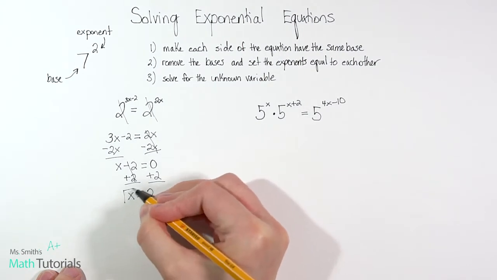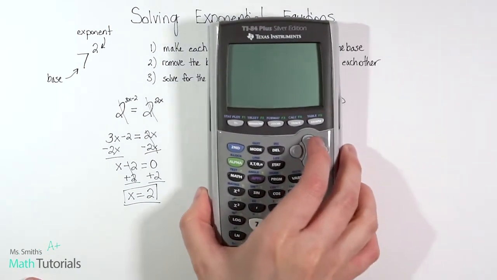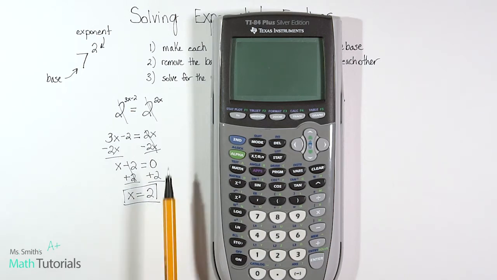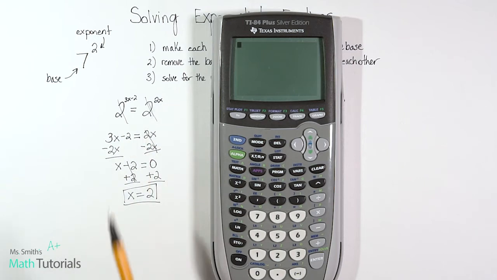So here is my final answer. You do always want to take the time to check your answer, and you can use a calculator to help check it really quickly. So I'm going to bring out my calculator to show you how we would do that. If we know x equals 2, based on our solving, we can plug that into the original equations for x, and we should get a true statement.